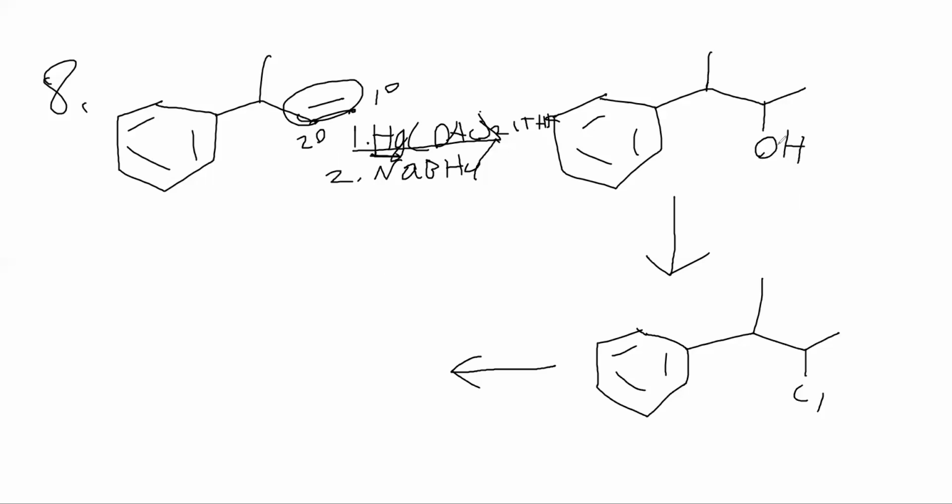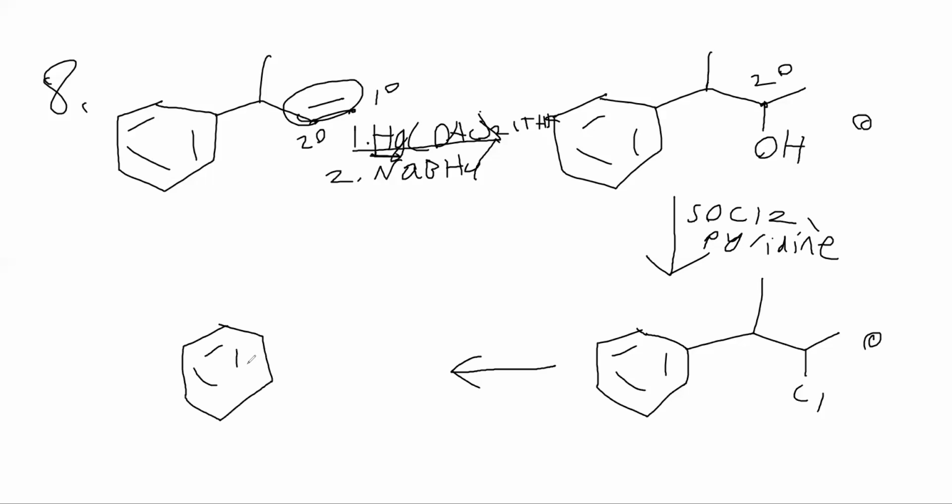Okay, so how can we get from here to here? Yes, so we have a secondary alcohol, so we are going to use SOCl2. We would only use HCl if it was a tertiary alcohol, which we don't have here. And then how can we get from here to here, final product?